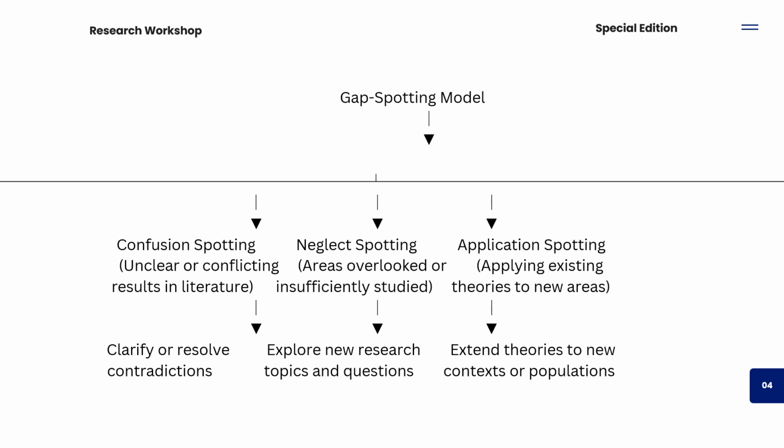So the gap spotting model is in three dimensions basically. You have the confusion spotting, the neglect spotting, and the application spotting. So in confusion, you check for conflicting literature. Maybe one scholar is saying this in this particular literature concerning this particular concept. Then another scholar is saying something else. It's becoming unclear, it's becoming confusing.